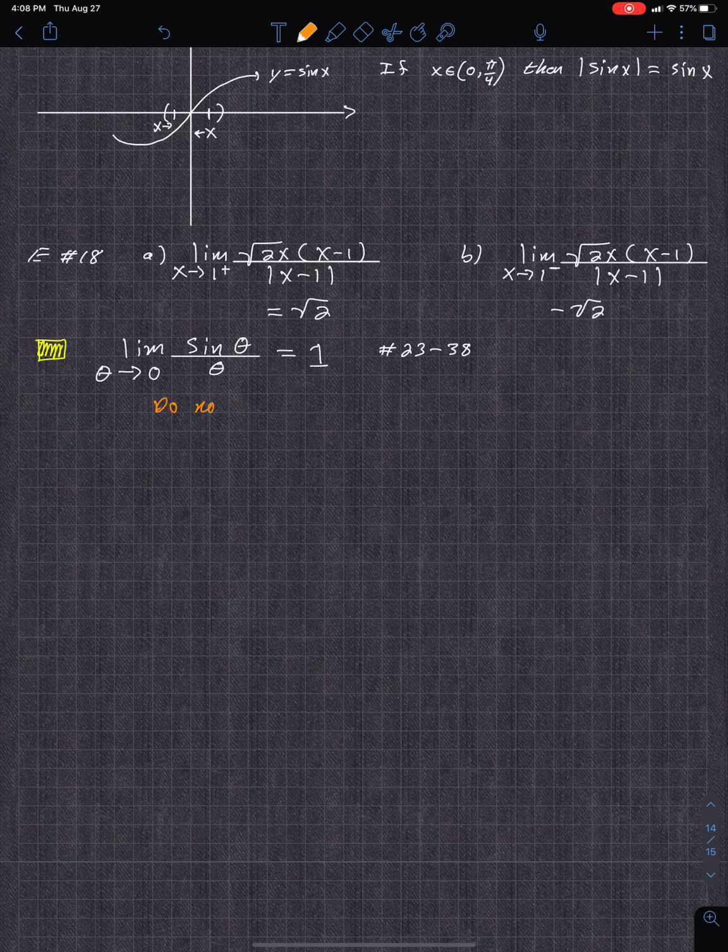Do not use L'Hopital's rule. Some of you know what I'm talking about. You can't use it in this class. Automatic 0, basically. We don't get L'Hopital's rule until Calc 2.